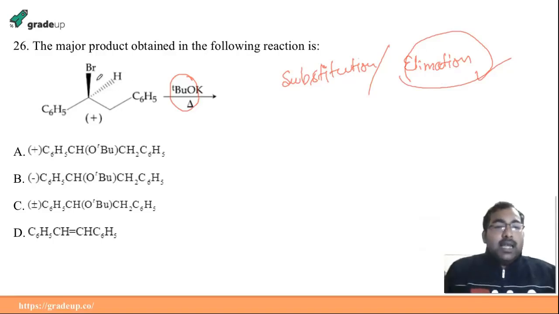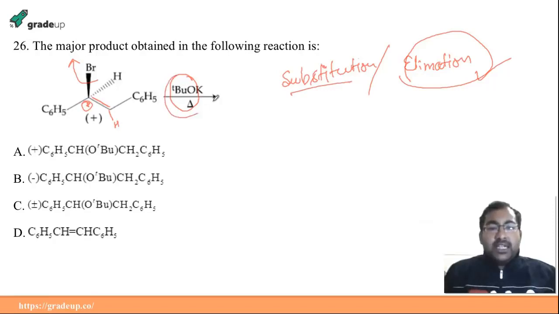Okay, let's see. Here if Br leaves, the carbocation comes here, and do we have an alpha hydrogen? Yes, we do. So the alpha hydrogen leaves from here, and you get a double bond here. Fairly simple question. You see the reagent, and you see whether it's substitution or elimination. If Br leaves, this carbocation is very favorable, because it goes into resonance here.